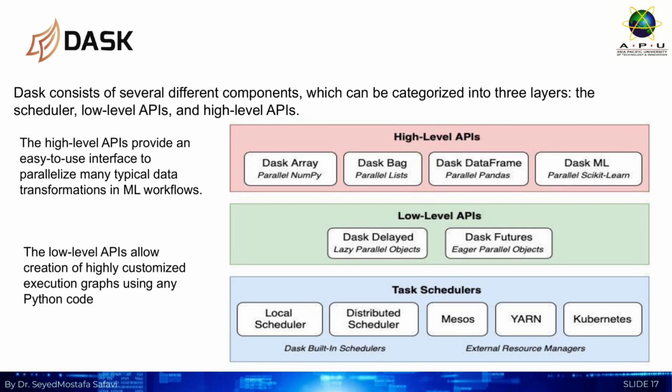Let's look at Dask's sheet music. The high-level APIs are your easy button. They provide user-friendly interfaces to parallelize common tasks in ML workflows, abstracting away the complexity. They are perfect for typical data transformations. The low-level APIs are for the advanced user. They give you ultimate control to create highly customized execution graphs. If you have a unique or complex task, the low-level APIs let you fine-tune exactly how the parallelization happens.